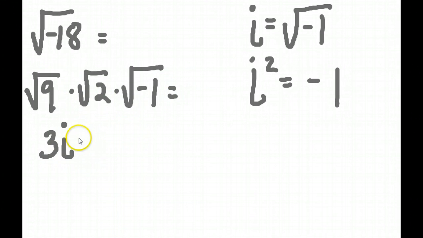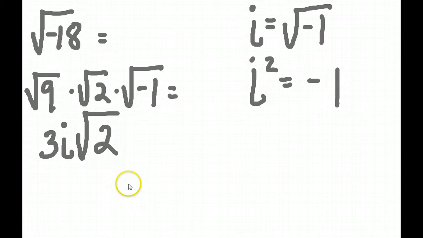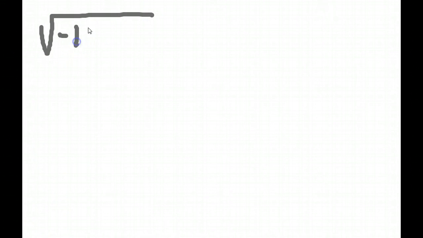And square root of 2 we can't do anything with, so that's just left as square root of 2. So now we have 3i square root of 2. Okay, so what if we have a variable under there? Something like square root of negative 125x to the 5th.